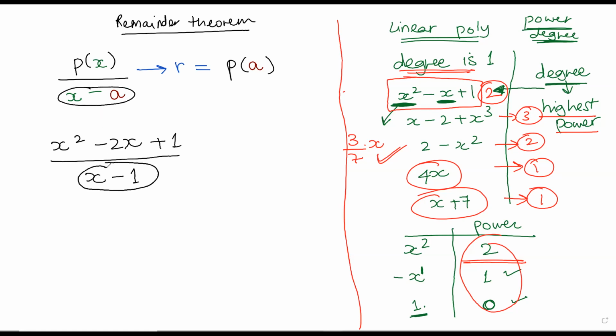Can we compare these two? Can we say that p of x is equal to x square minus 2x plus 1, so my x minus a is the same as x minus 1? Can I say this? Yes, ma'am. Okay.